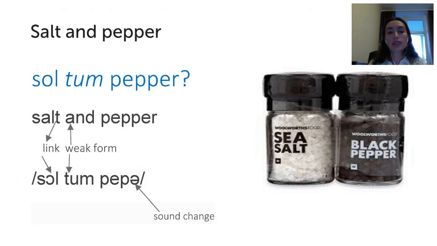Because it is T, the T is drawn to the following noun, saltum, and the word and is weak. So it's the schwa sound and it's shortened into M, saltum, plus elision, which is the omission of a sound or syllable when speaking. Salt and pepper. Okay, does it go well? Yeah, exactly. Thank you. So the sound changes. Pepper, which is the schwa sound. Next slide, please.